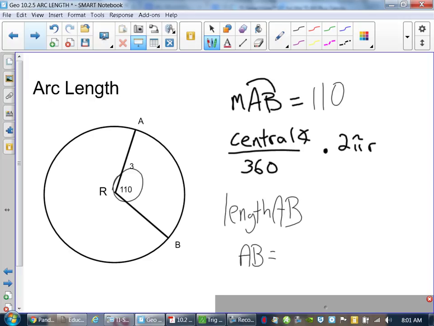Okay? So again, throw it all together. Your arc length is going to be 110 over the 360 times 2 times 3 times pi. It's going to be 11 pi over 6. Very good. Your answer is going to be 11 pi over 6. As you put it all through the calculator, that's what it spits out. You don't have to try and simplify it on your own.